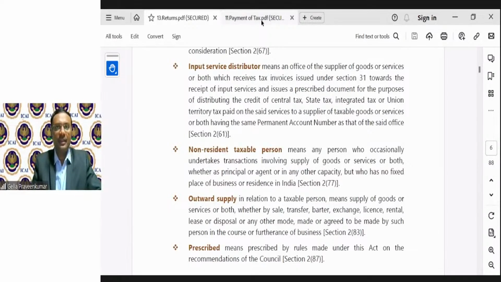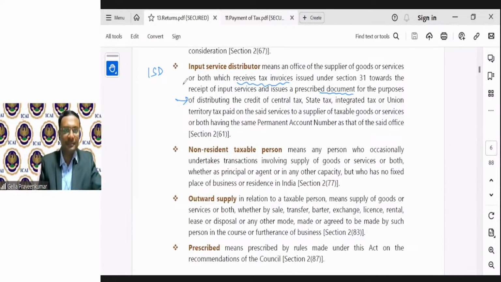We will just focus on this definition called input service distributor, ISD. ISD is an office of the supplier of goods or services or both which receives a tax invoice issued under section 31 towards receipt of input service, and issues a prescribed document for the purpose of distribution of credit of CGST, SGST, IGST or UGST paid on said services to a supplier of taxable goods or services or both having the same PAN as that of the said office.